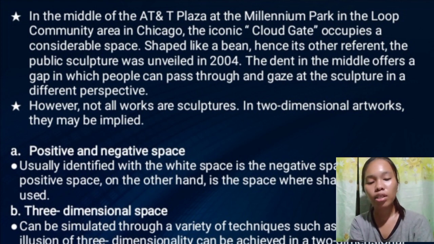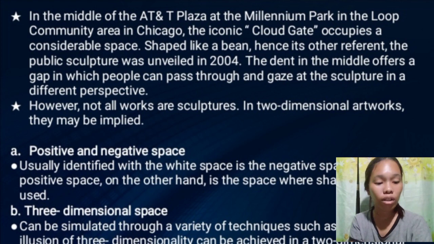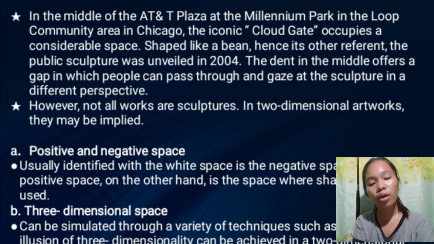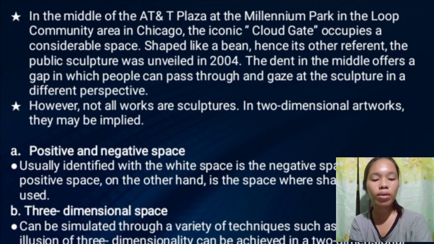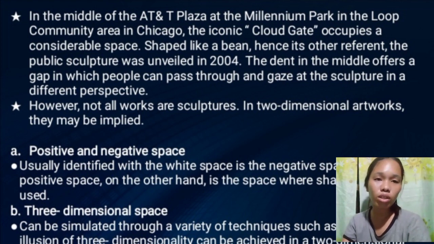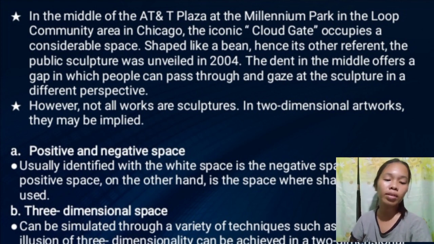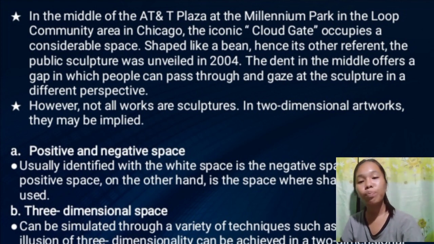Shaped like a bean, hence its other referent, the public sculpture was unveiled in 2004. The dent in the middle forms a gap through which people can pass and gaze at the sculpture from a different perspective. The sculpture is made of stainless steel and has a smooth mirror exterior that reflects the surrounding cityscape and the people who interact with it.